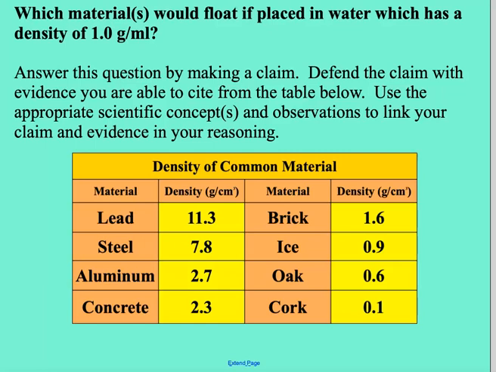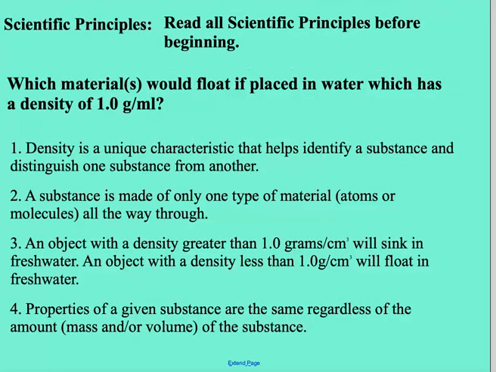Now, do you know that right offhand from class? You probably should from our notes, but you could always go back into the notes and use them because these are going to be open notes tests. The other thing you could do is flip the page over if you have the paper copy; if you have the online version, it might be on the first page. If you look at the scientific principles, and this might be a good tip for you, always look at the scientific principles first. So there's the question again, which material or materials would float if placed in water, which has a density of 1 gram per milliliter?